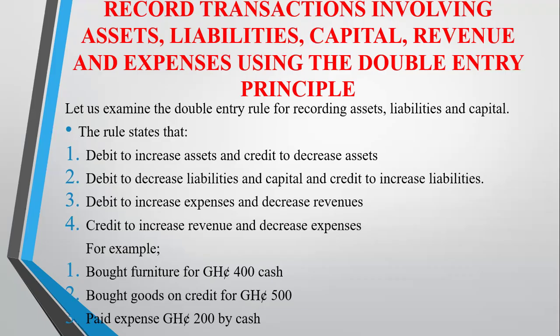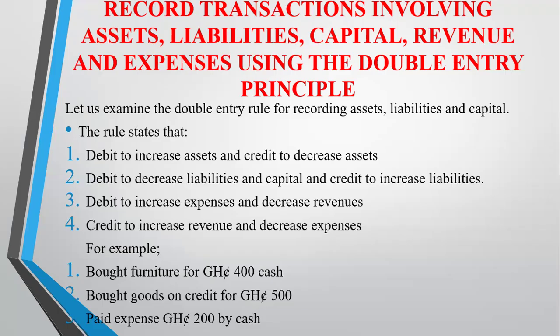And the double entry principle is saying that we should what? We should credit the giver and debit the receiver. So we are going to credit the cash account and debit the furniture account. That is it.